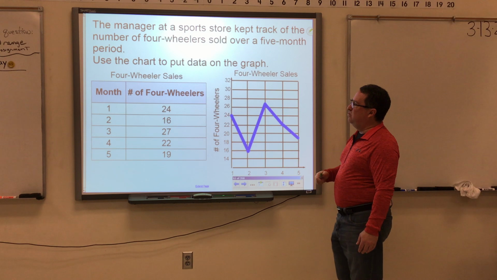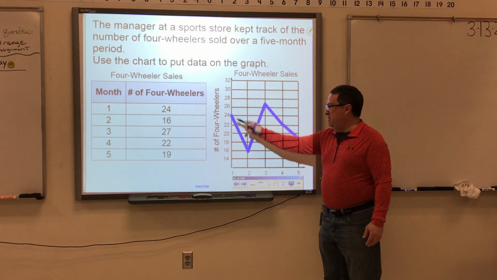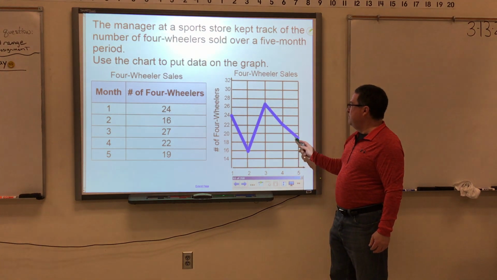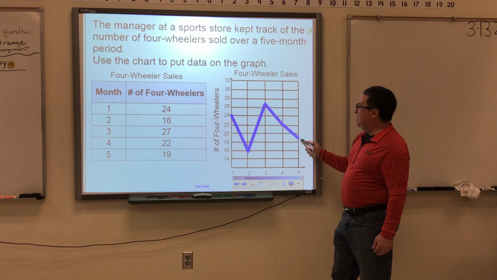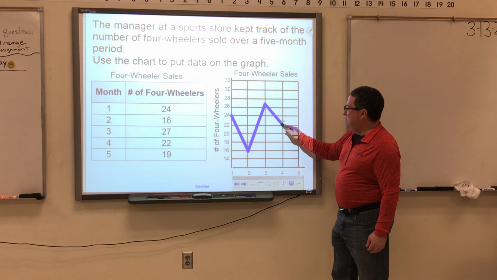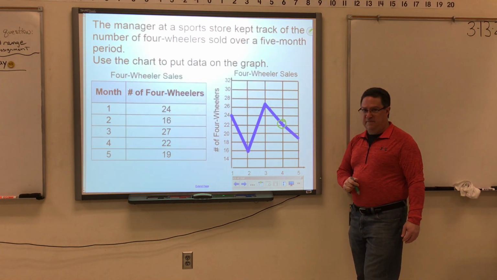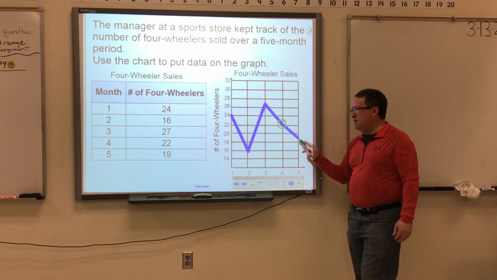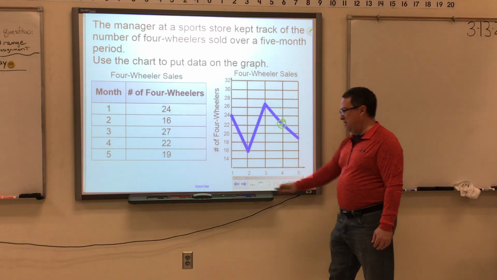The manager at a sports store kept track of the number of four-wheelers sold. Use this chart to put the data on the graph. Again, first day 24, second day 16, third day 27, fourth day 22, last day 19. Remember, this is still a point. It just happened to go in a straight line. You can't forget that point because it actually is there.